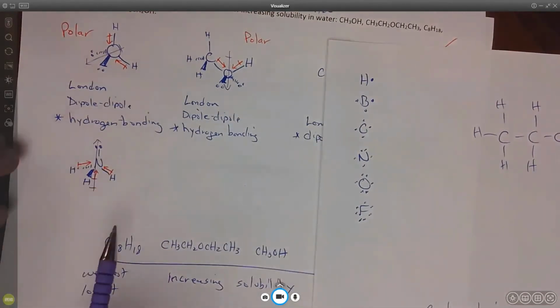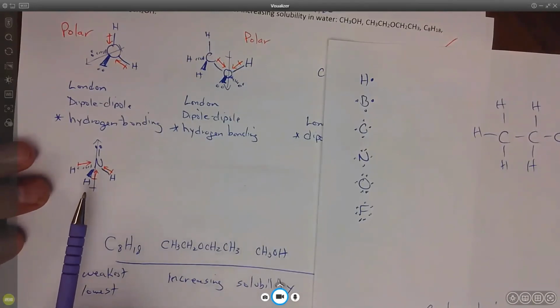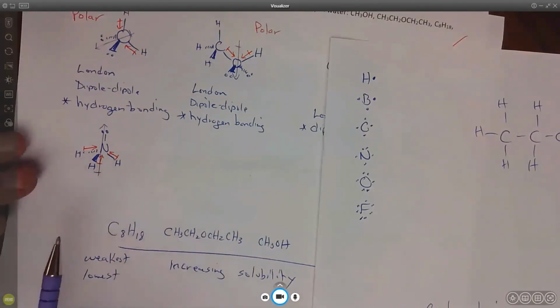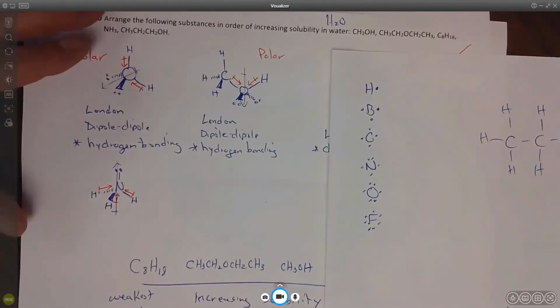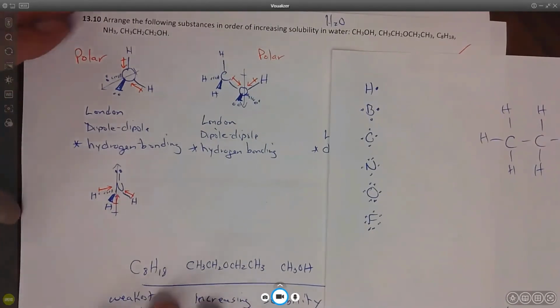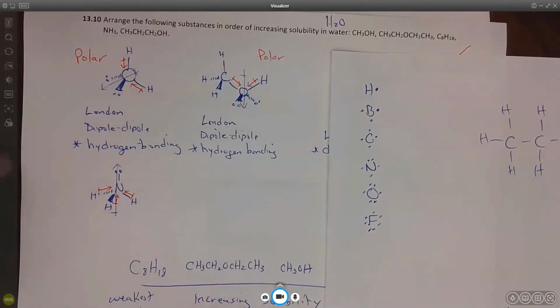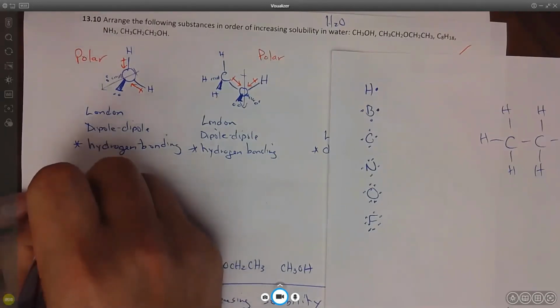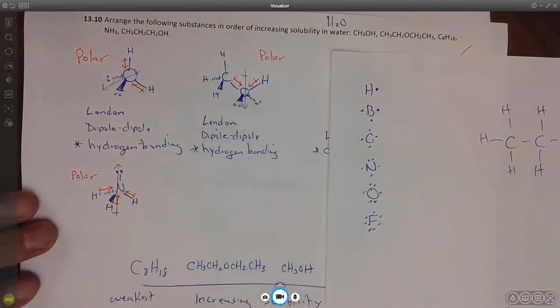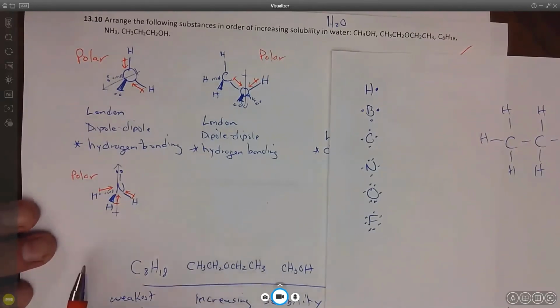I don't care whether you know where to draw the net dipole moment. I need you to understand that this molecule is what? Caitlin, is this polar or non-polar? It is polar, because the dipoles don't cancel. It's not symmetric. Okay, Caitlin, what are the intermolecular forces for ammonia?